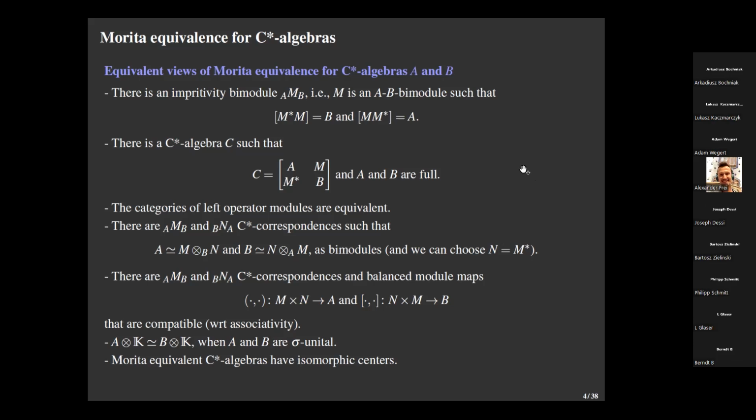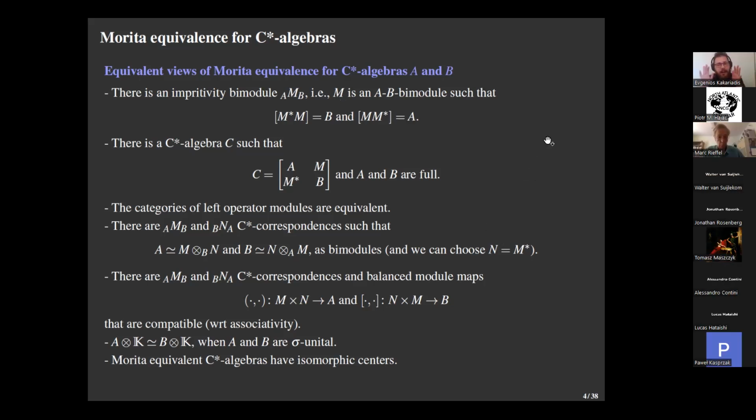Right. In this class of C-star algebras, there are at least two routes that you can take to pass to other objects in operator space theory. And these have been the two main ideas in the past years for extending the notion of Morita equivalence to operator algebras or operator spaces.